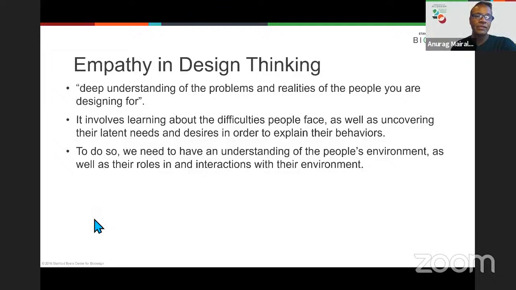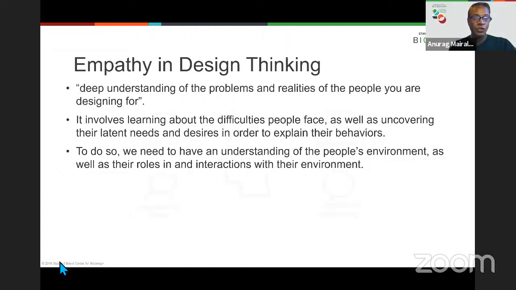So basically, empathy in design thinking is really about deep understanding of the problems and realities of the people or systems we're designing for. Not only about what is explicitly articulated, but also latent needs and desires. So we really need to understand the users' environment, their roles, and their interaction in that environment.